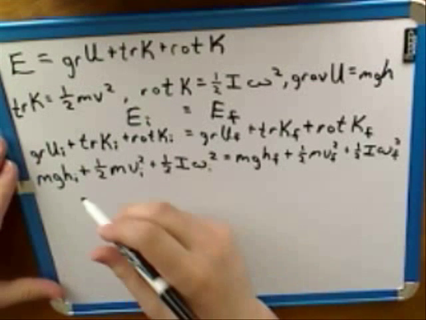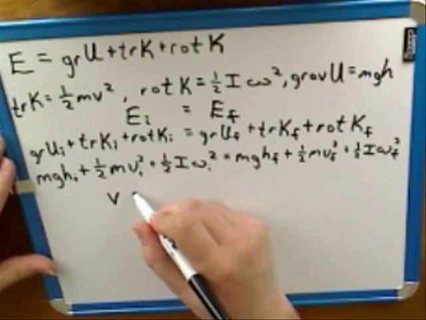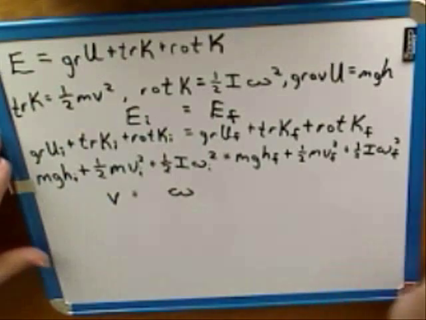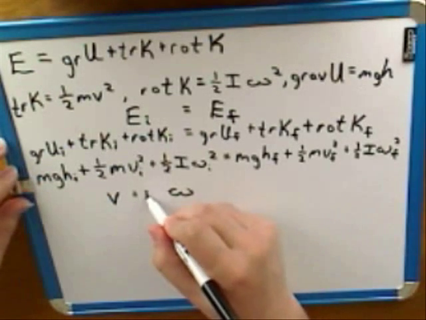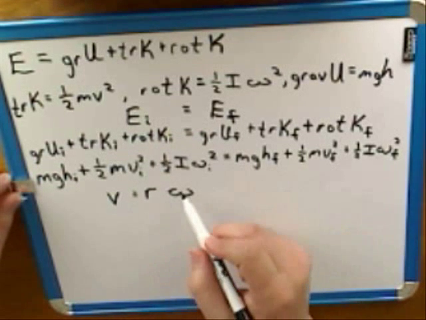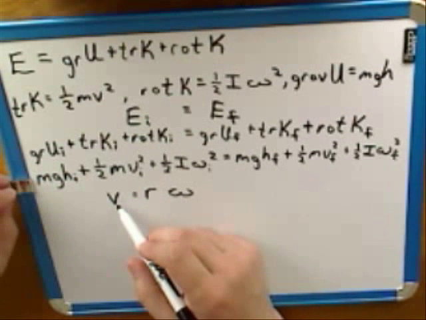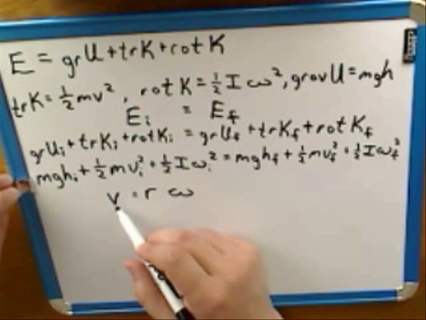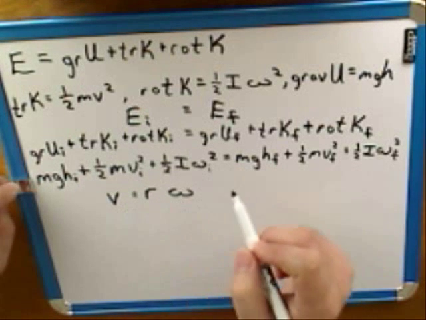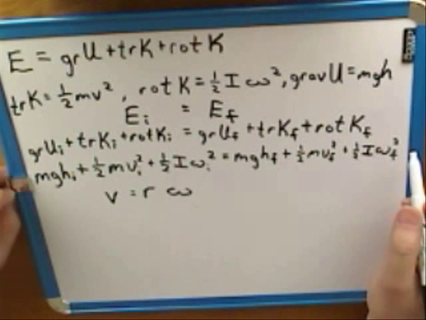There's a relationship between the translational speed and the rotational speed, and it's this equation. I don't think we talked about this equation before. Maybe I forgot. But if you know the angular speed, you can multiply by r to find the translational speed. Or if you know the translational speed, you can divide by r to find omega. So this is a very useful equation because this lets us get rid of some of the variables.